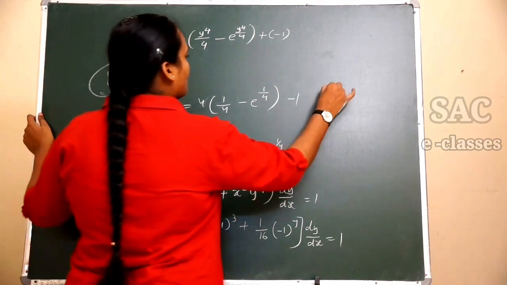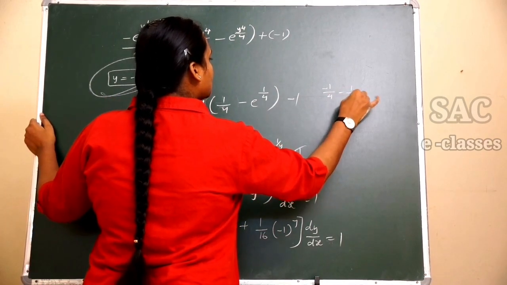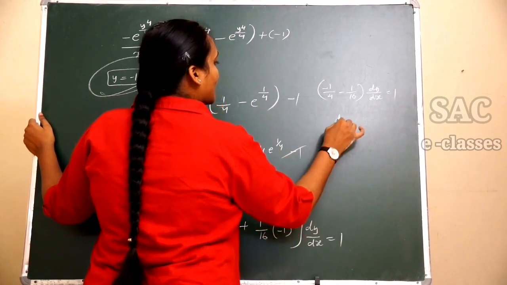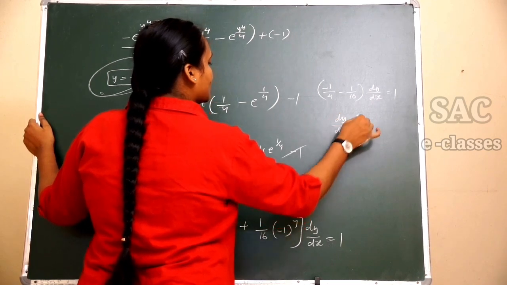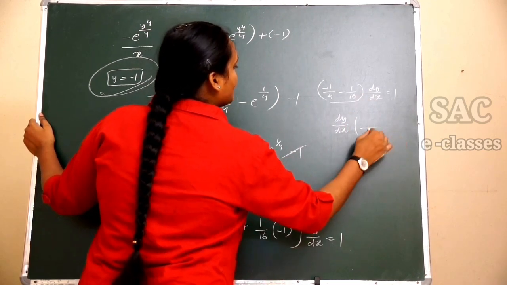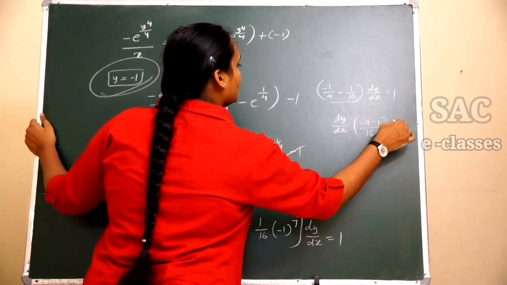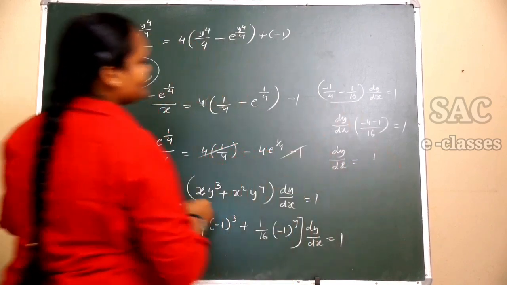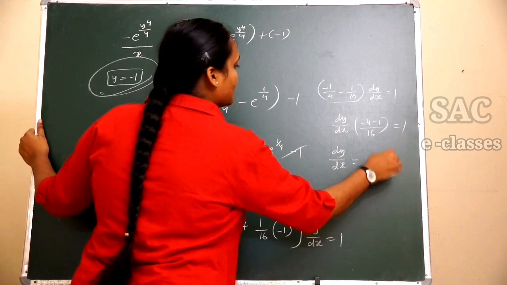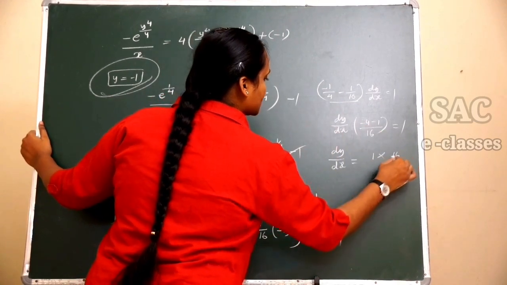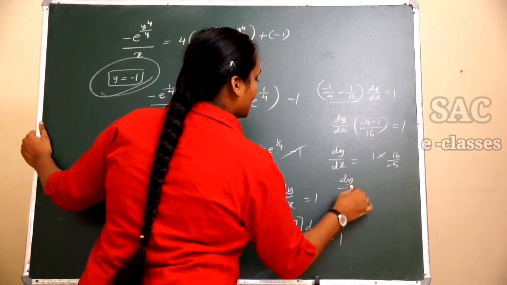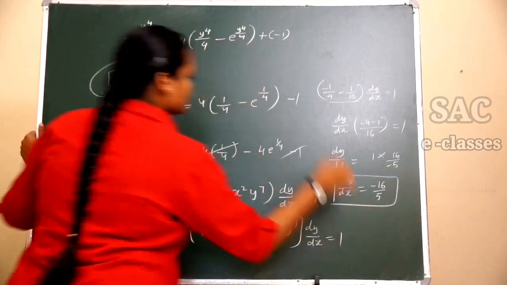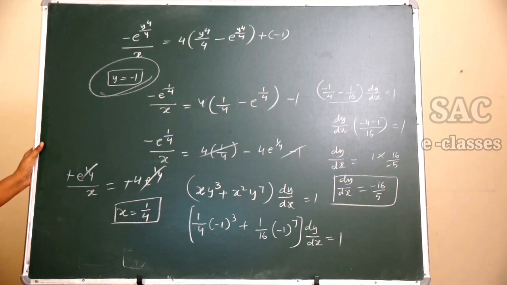After simplifying, you may get minus 1/4 minus 1/16 into dy by dx is equal to 1. By finding the LCM, it is minus 5/16 into dy by dx, which is equal to 1. So dy by dx is equal to 1 into the reciprocal of minus 5/16, which is 16 by minus 5. So dy by dx is equal to minus 16/5. That's the answer. Let us move to the next problem.